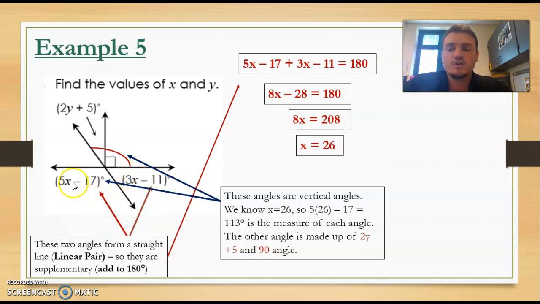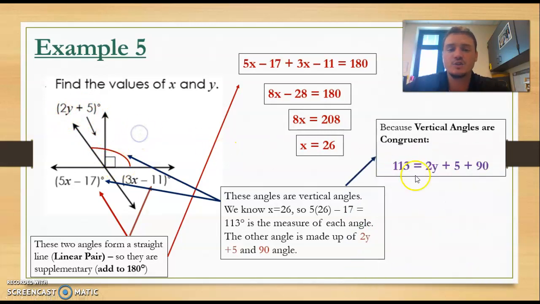In this case, we should be able to plug in x, 26, into this expression to get 113 degrees. So if this angle is 113 degrees, then this whole angle right here, represented by this red arc, is 113 degrees. So if we take this angle, which is 2y plus 5, and we add it to this 90 degree angle, it should be equal to 113 degrees, because it should be equal to this angle right here, because these are vertical angles. We can just ignore this ray right here.